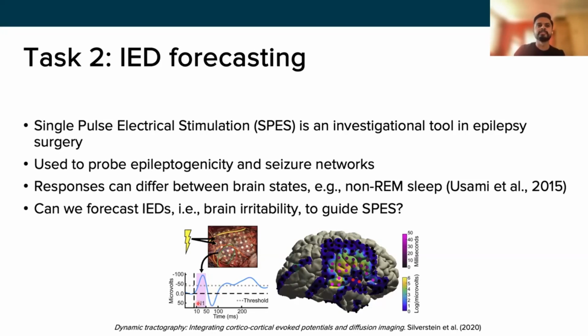There are also some other response differences and some stochastic elements that potentially rely on the brain states. So the idea is that we want to be able to forecast IEDs using these as a proxy for the brain irritability to help guide SPES. So for example, when more IEDs are forecasted to occur, it might be a better time to perform SPES.